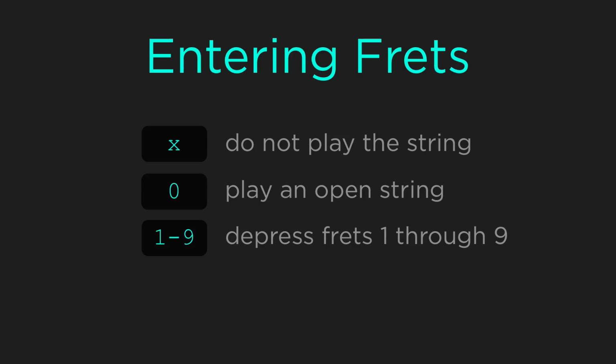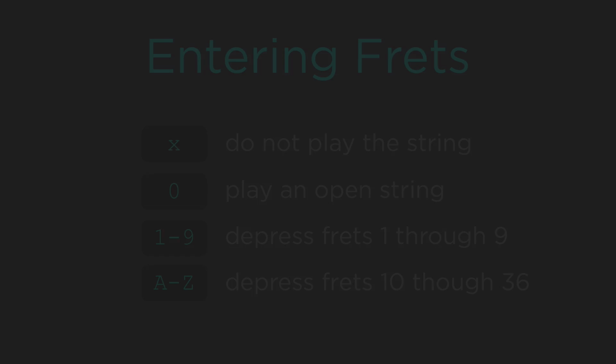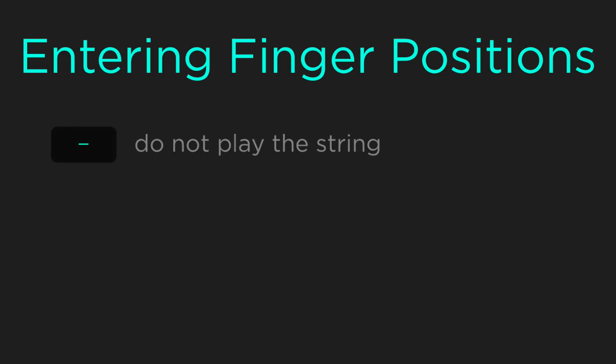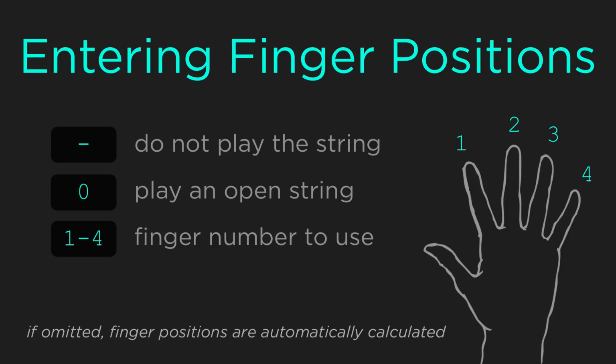If you need to use higher frets, don't fret. Use A through Z to go from the 10th to 36th fret. When entering finger positions, type a dash for strings that are not played and numbers 1 through 4 for each finger moving from the index to pinky finger. If we leave this blank, OnSong will figure out the finger positions automatically.